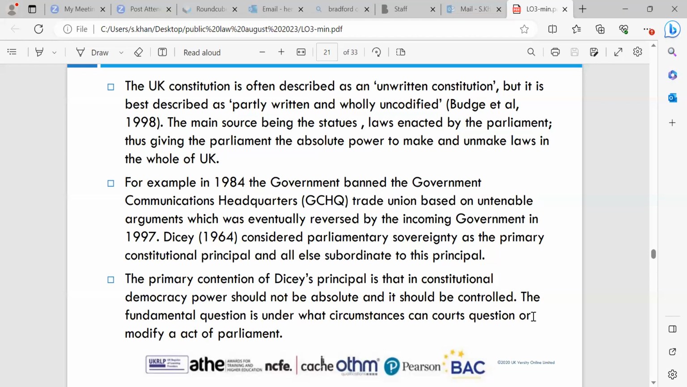Dicey 1964 considered parliamentary sovereignty as the primary constitutional principle and all else subordinate to this principle. The primary contention of Dicey's principle is that in a constitutional democracy, power should not be absolute and it should be controlled. The fundamental question is, under what circumstances can courts question or modify an act of Parliament?